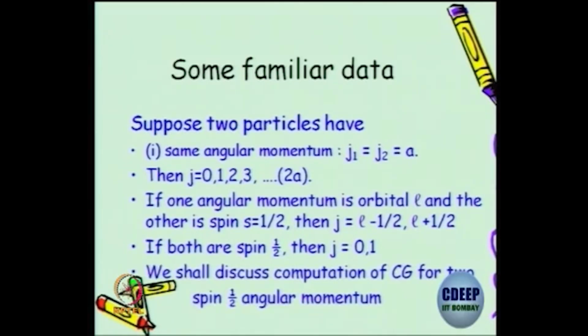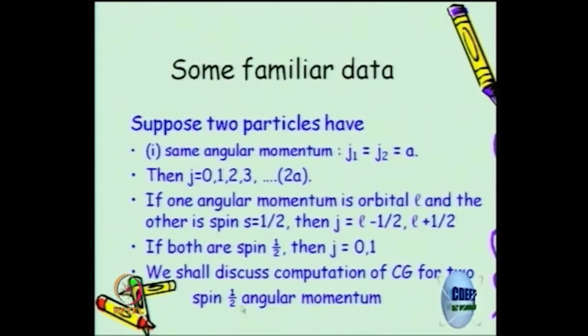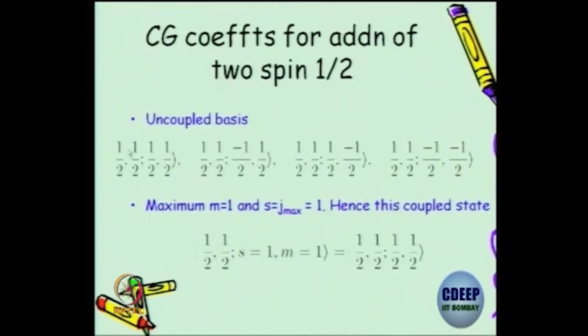So now what we will do is, let's take the simplest one, which is two spin half angular momentum addition, and look at what the CG coefficient is for two particles which are spin half, which is coupled. Just to recall, the uncoupled basis is 4-dimensional. One spin half is 2-dimensional, another spin half is 2-dimensional linear vector space. The tensor product of two spin half will give you a 4-dimensional vector space. And we can write all the basis states.